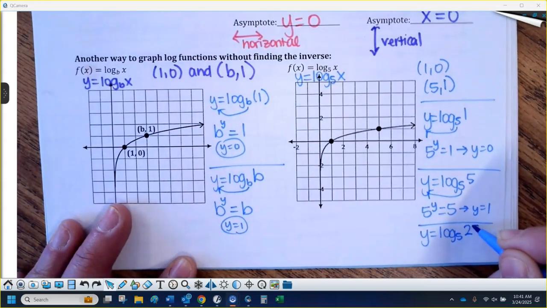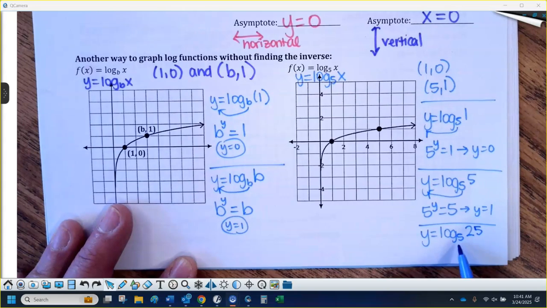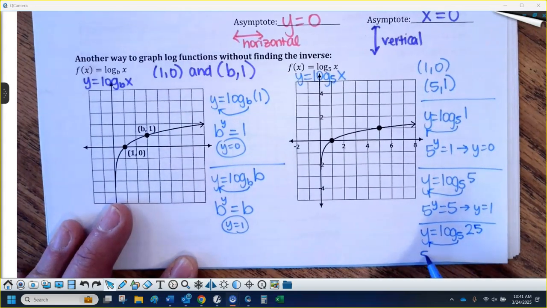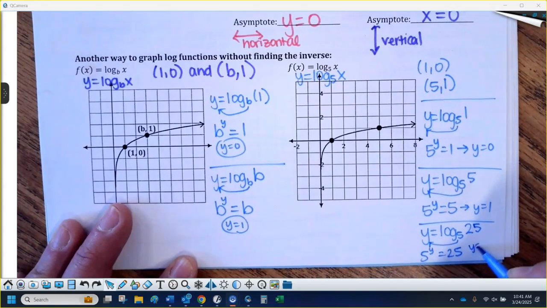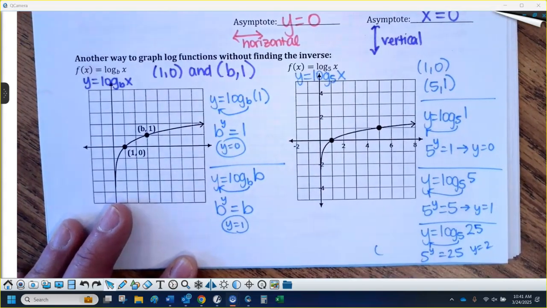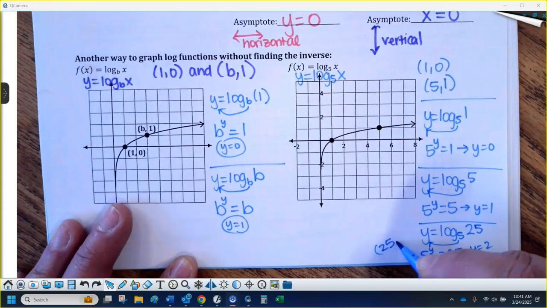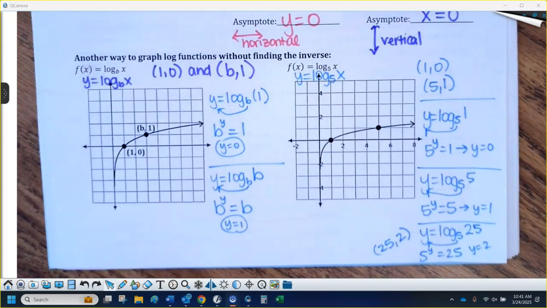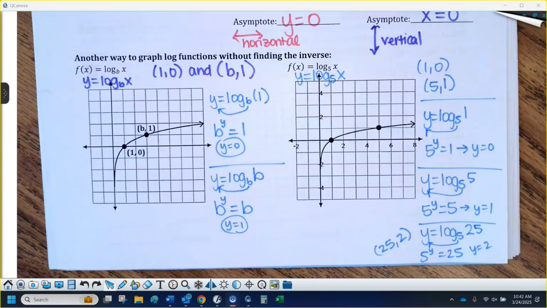So if I plugged in 25, if you swung this over, this would be 5 to the y is equal to 25. Y would then have to be 2. So the next point I could nicely graph there would literally have an x value of 25 and a y value of 2. So it'd be way over to the side of the graph. Those 2 basic points, 1, 0, and then whatever the base is, 1, are probably your best bets in terms of working with that.